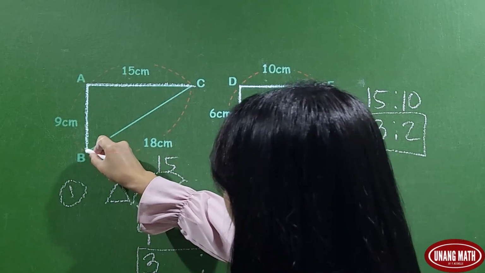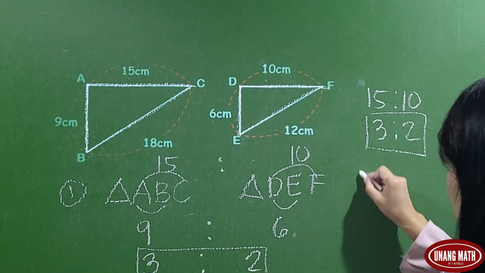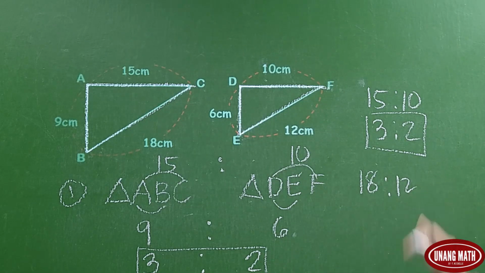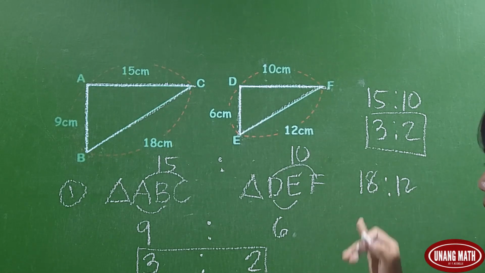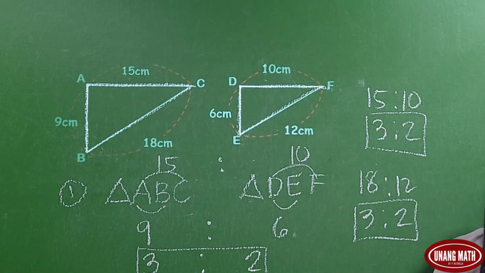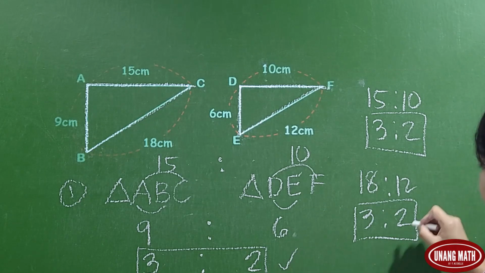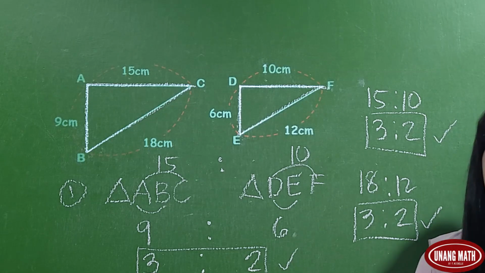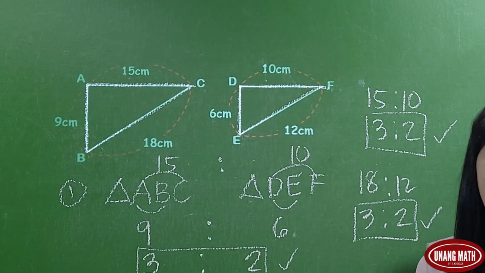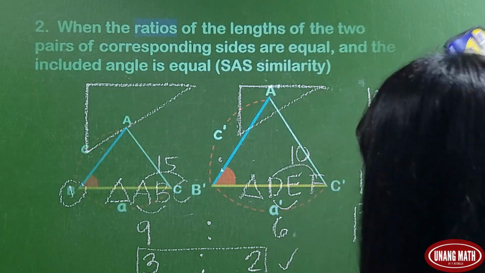Next one would be side BC. This corresponds to EF. BC is 18 and EF is 12 centimeters. So 18 is to 12, and if we simplify, dividing both numbers by 6, it's 3 is to 2. As you can see, the ratios of the length of the three corresponding sides are equal or constant. It means these two triangles are similar figures. Now let's move on to the second condition.